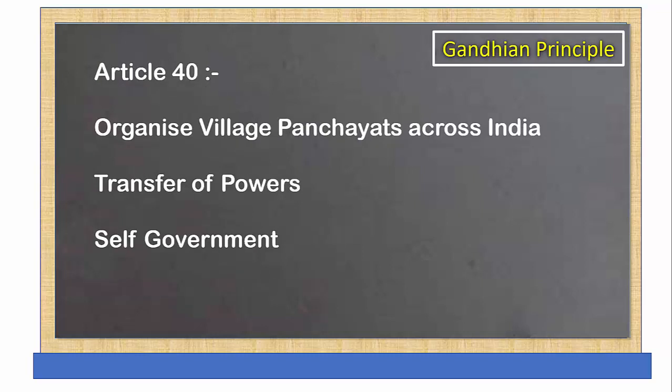Moving to the next article, Article 40, one of the most important articles of the DPSP, if I have to mention one. This says to organize the village panchayats all over India. What does it mean? Basically, this is the Gandhian principle.